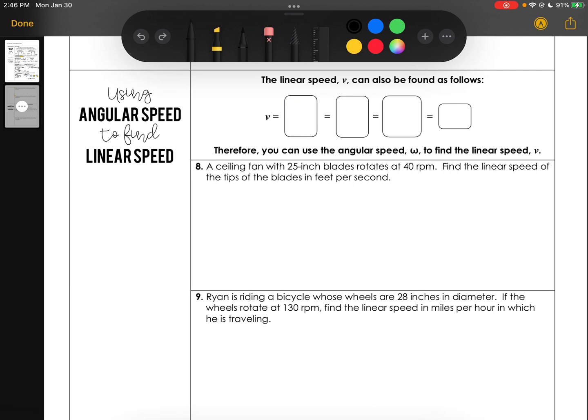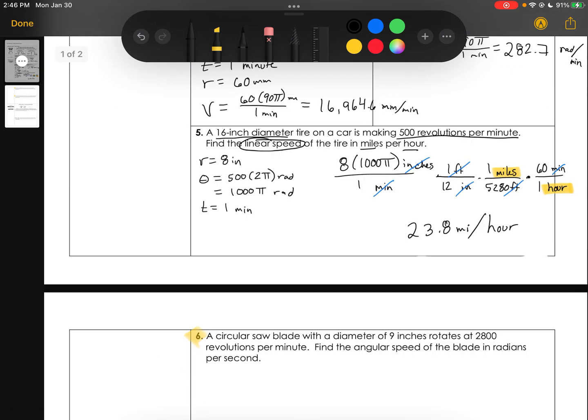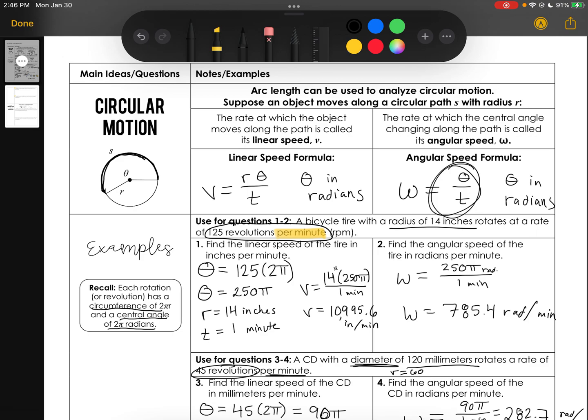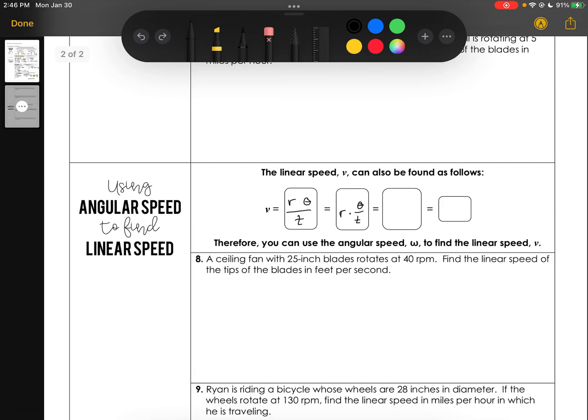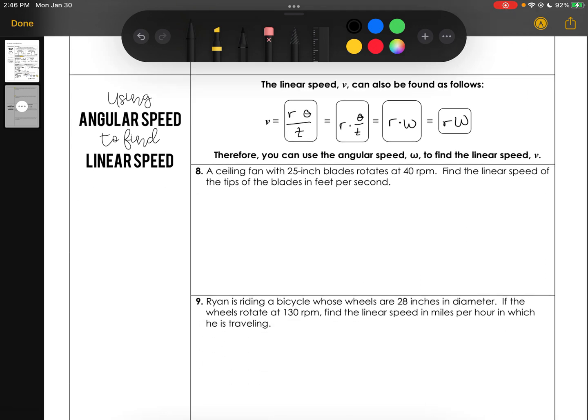Next, using angular speed to find linear speed. So our formula for linear speed, we have r times theta over time. And if we view theta over time, if you remember back at our formula here, theta over time, that's just equal to our angular speed. So we can view r times our angular speed. So in this case, just showing us overall that r times w, radius times angular speed, does actually give us our linear speed, which helps us solve these things sometimes a little bit more quickly.